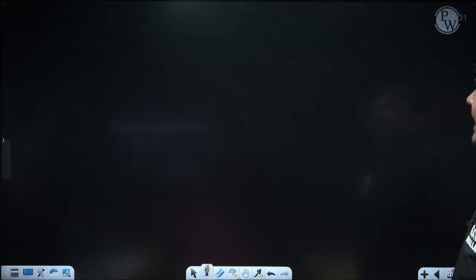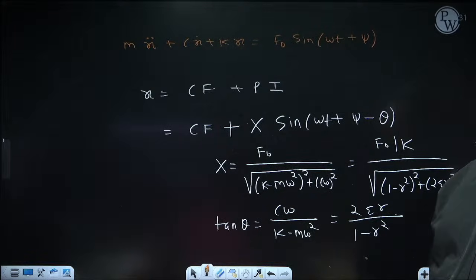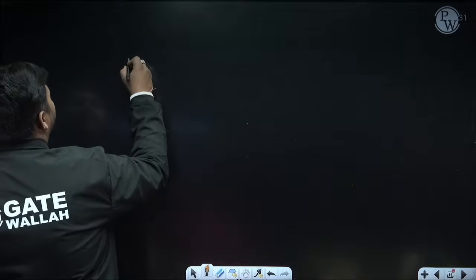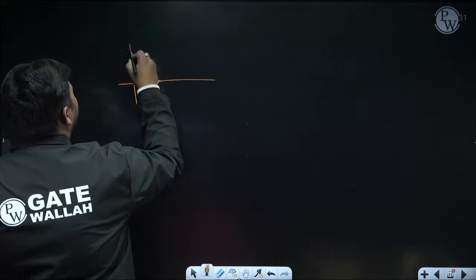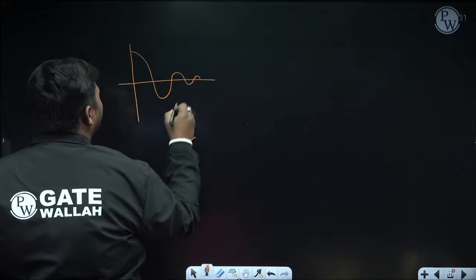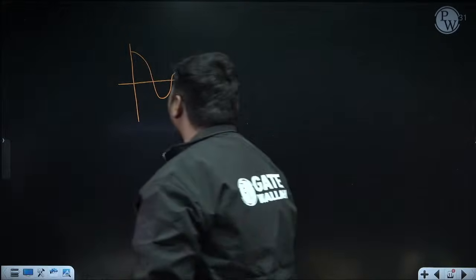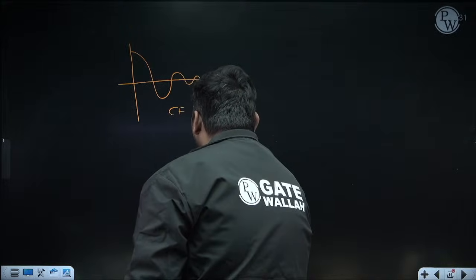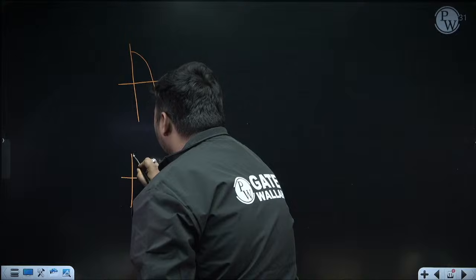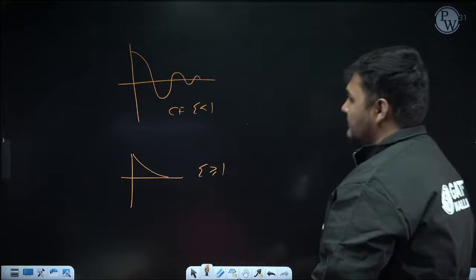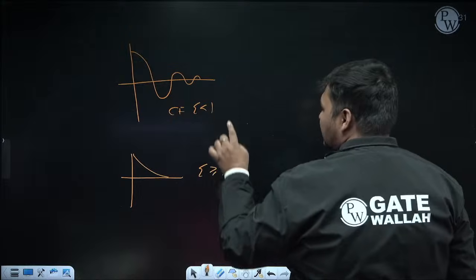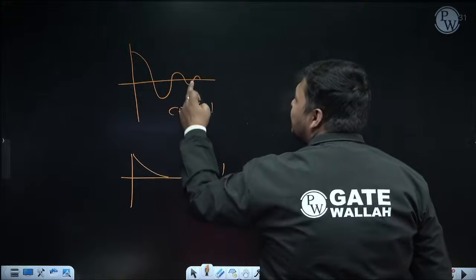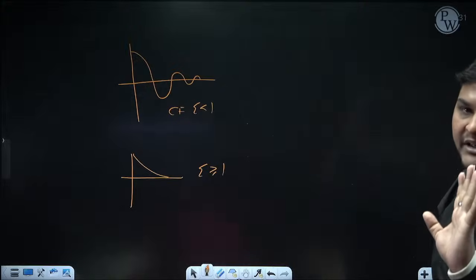If we draw the graph of x, now x is CF plus PI. Now try to understand this CF part. The CF part will reduce gradually with time. This is the expression graph of CF. I am drawing this graph by assuming zeta is less than 1. Even if zeta equal to 1 or greater than 1, CF is not periodic, but it will also reduce with time. So whether zeta is less than 1, greater than 1 or equal to 1, ultimately CF will reduce with time. So after some time the CF term will be negligible, can I say?